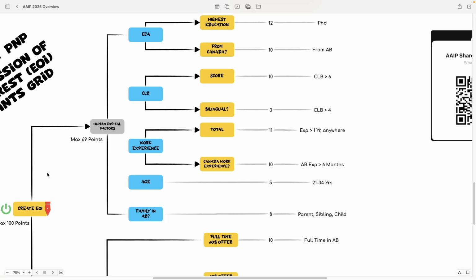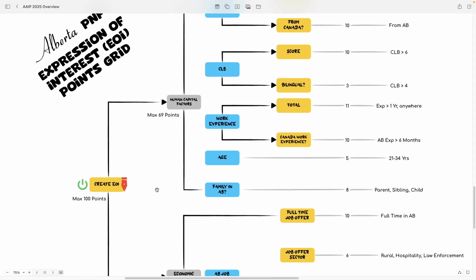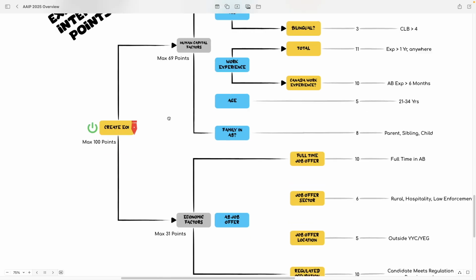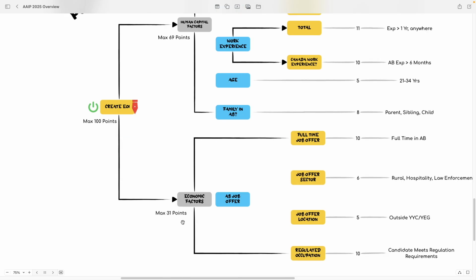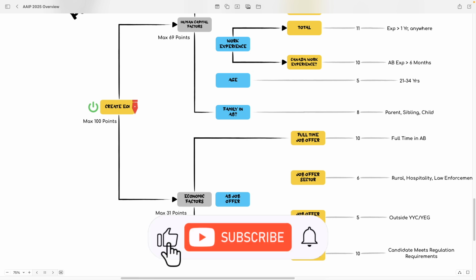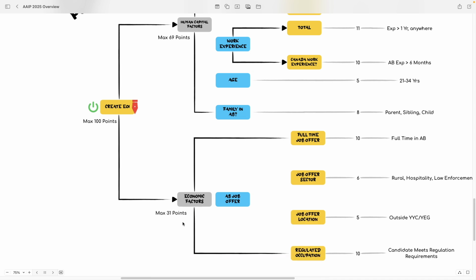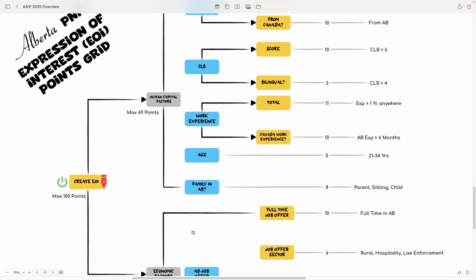So if you look into it, in your expression of interest, 69% will come from your personal profile, right? Only 31% comes from what is called the economic factor, which will depend on the job offer that you are coming to Alberta with. So very interesting. It has a very low weightage as compared to your profile. So I always say work on improving your profile, work on getting work experience, work on getting a good education, work on your English skills or your French skills so that you can score higher here.